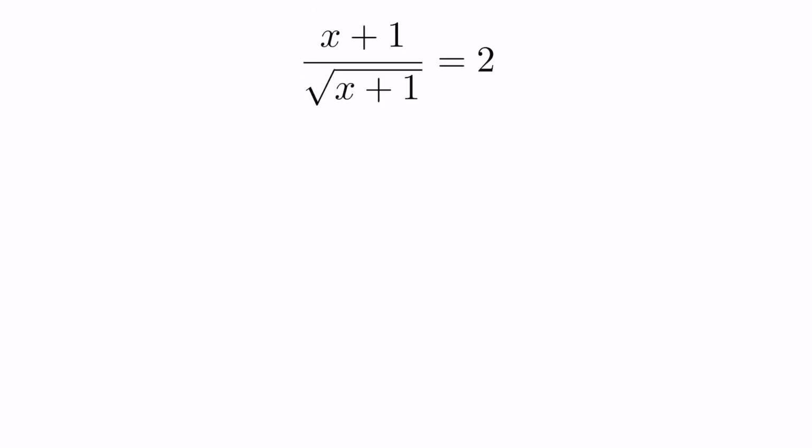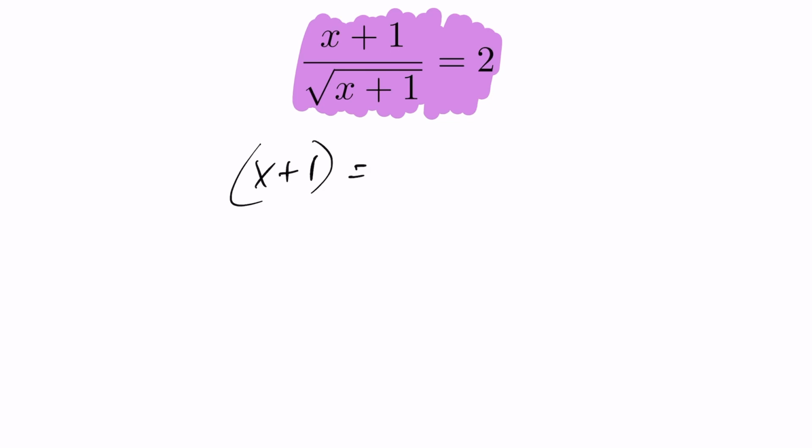Right, for the next problem here, we want to solve x plus 1 over the square root of x plus 1 equaling 2. So like most strategies here, you want to bring everything to the numerator. So I'm going to go ahead and multiply across by the square root of x plus 1, giving us x plus 1 equaling 2 times the root of x plus 1.